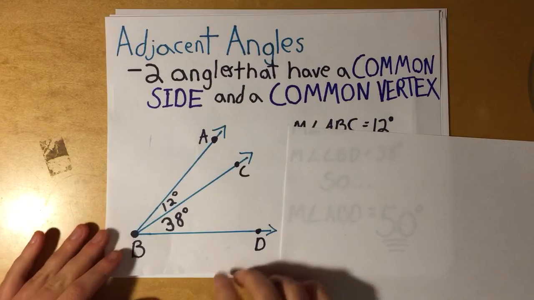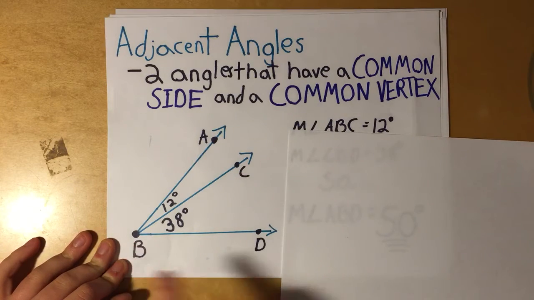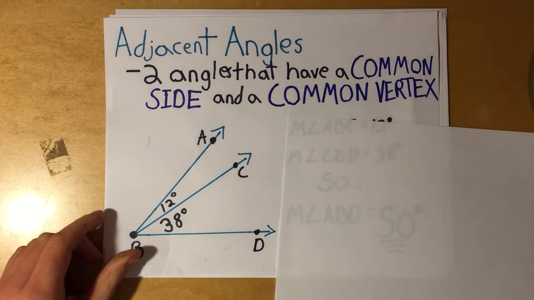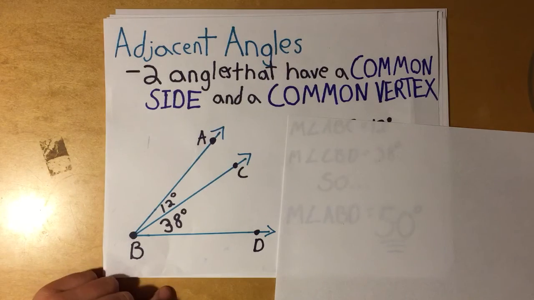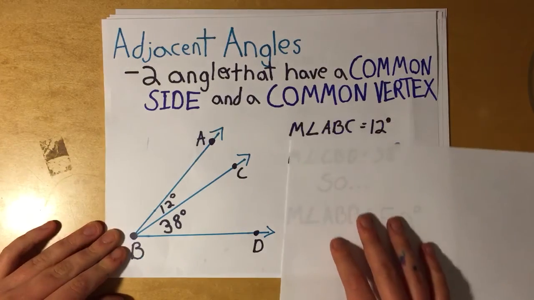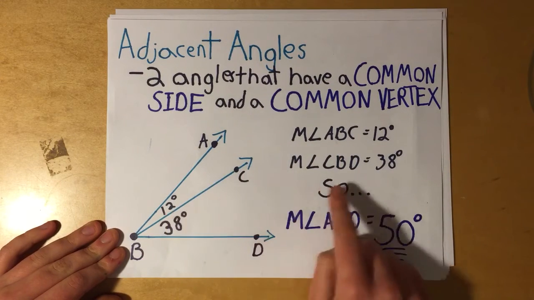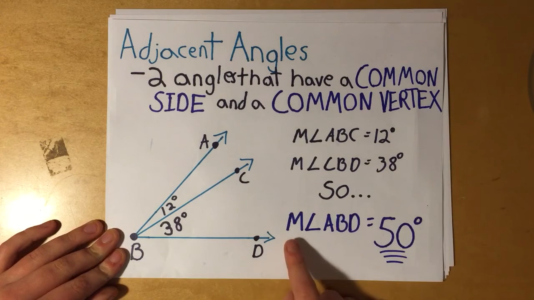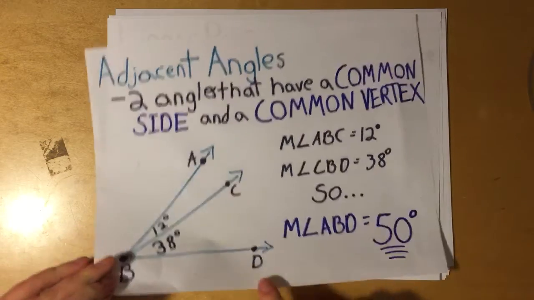So in this example, BC is the common side and the vertex is B. Another important factor of adjacent angles is that when you add the interior angles together, the sum of their measures will equal the measure of the exterior angle. So the measure of angle ABC is 12. The measure of angle CBD is 38. So the measure of angle ABD is 50.